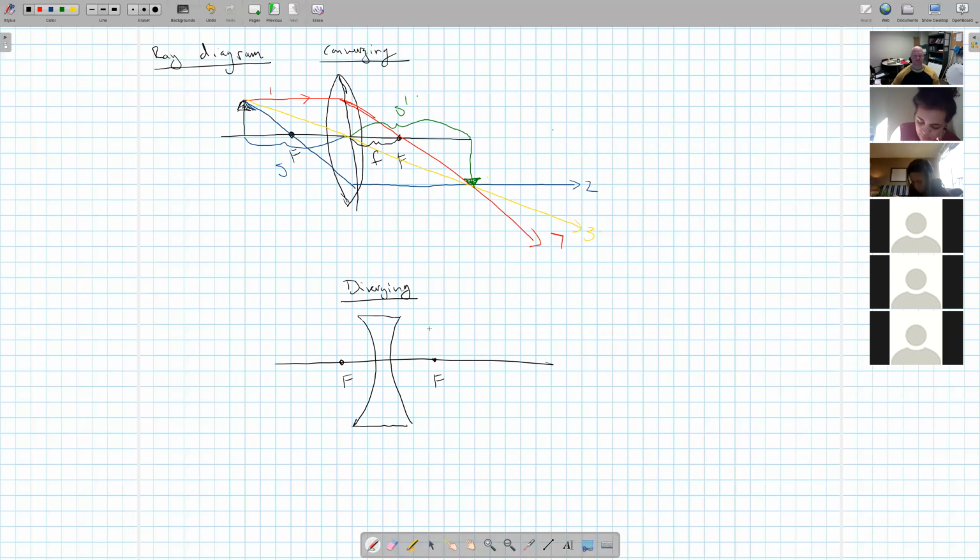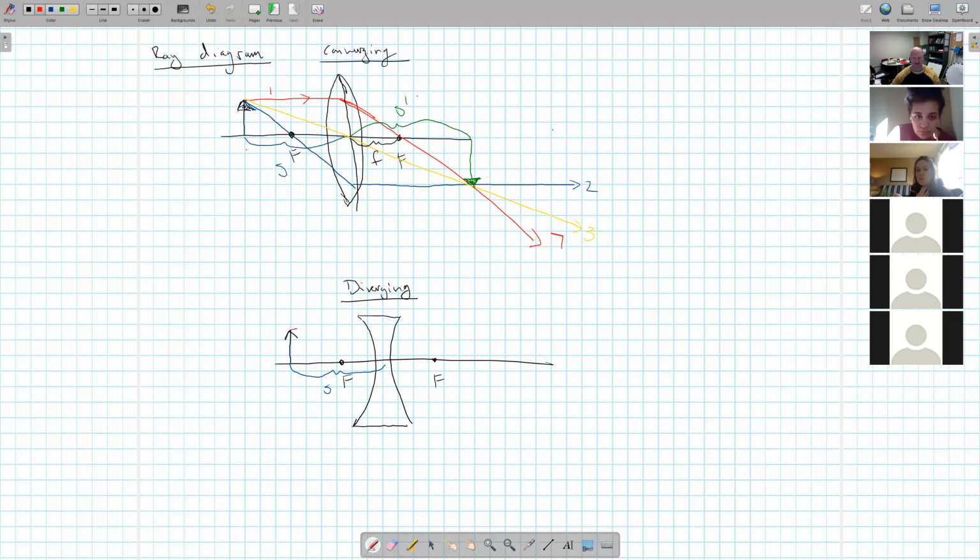Same thing, let me just go ahead and draw an object somewhere out here. There's my object. So again, we have the same nomenclature. The object distance, again, is the distance from the center of this lens to the location of the object. So here we're going to basically do exactly the same thing.